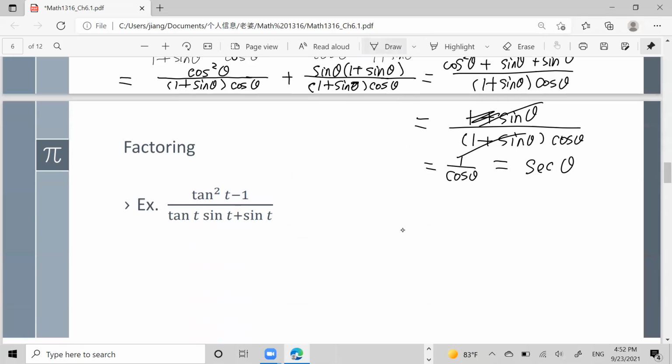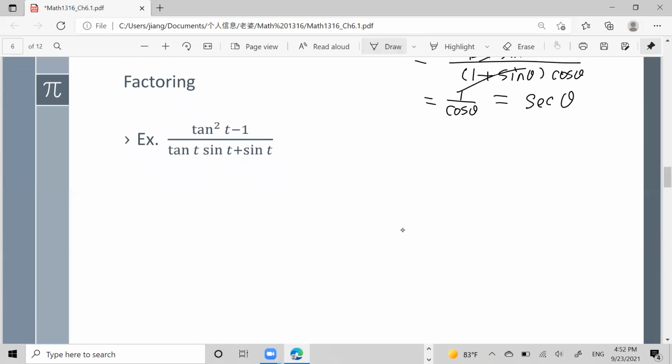Okay, let's continue. Factoring. If they ask you to factor the expression, you need to factor it by using algebra. Let's see. Do you feel this is very familiar? The conjugate formula: a squared minus b squared equals a plus b times a minus b, right?